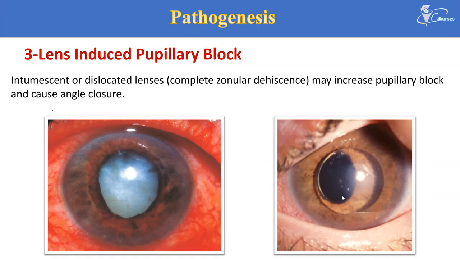Or it could be due to ectopia lentis, where there is complete zonular dehiscence, leading to dislocation of the lens into the anterior chamber and closing the pupil.